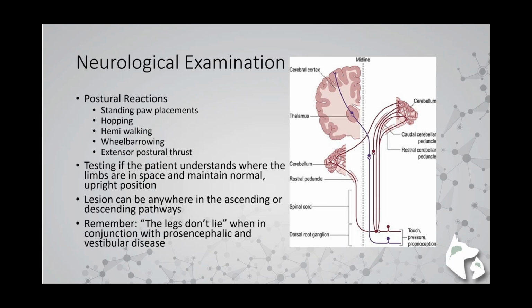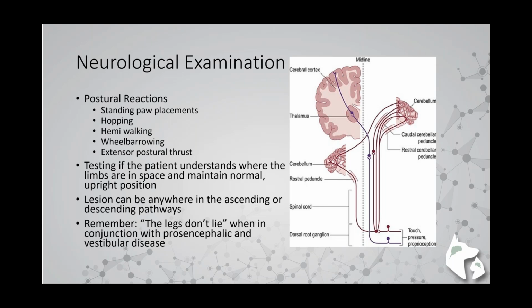And then you can also do extensor postural thrust, so picking a patient up and setting them down right on their rear end, watching those back legs kick, and they should be able to bring those legs back underneath them. Obviously, when we get into large breed dogs, some of these things become a little bit of a physical impossibility, but for small breed dogs, they're generally pretty easy.